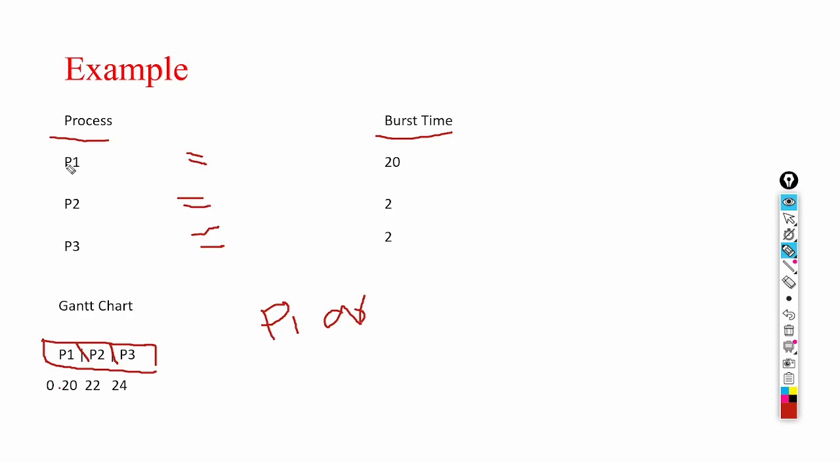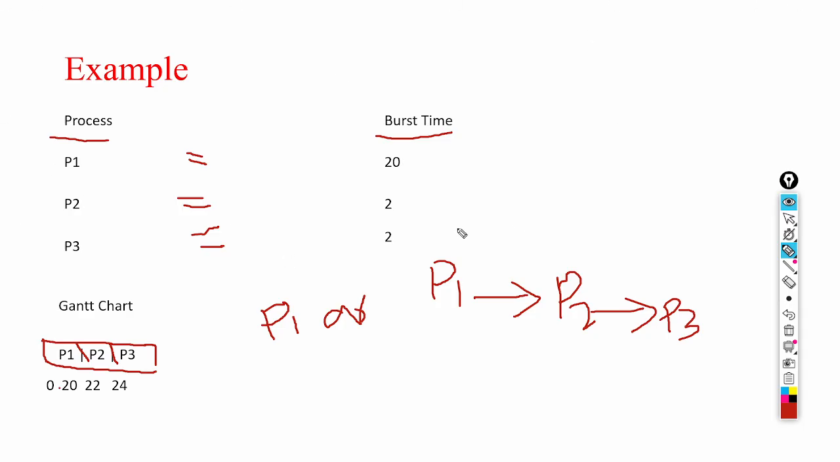So what is the waiting time for P1? There is no waiting time. It starts first. For P2, what is the waiting time? 20. From 0 to 20, P2 waits. Then P2 completes at 20 plus 2, which is 22. To complete P3, 22 plus 2, that is 24. So what is the order? First P1 goes to the CPU, then P2, and then P3. First come, first serve.